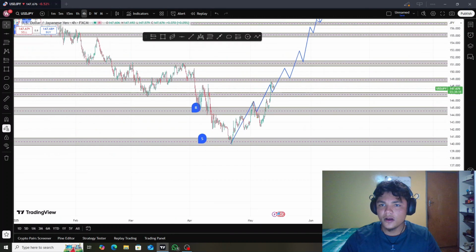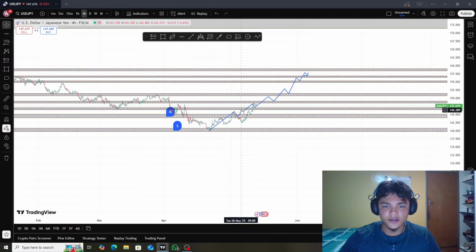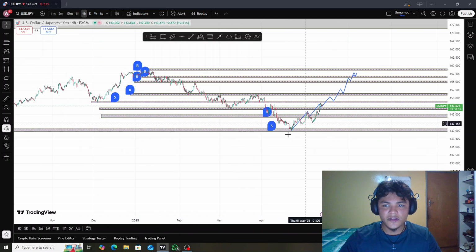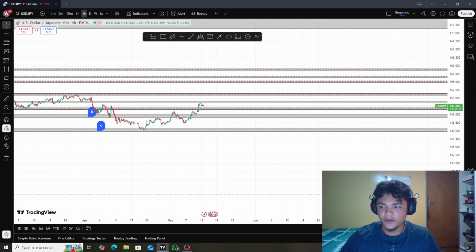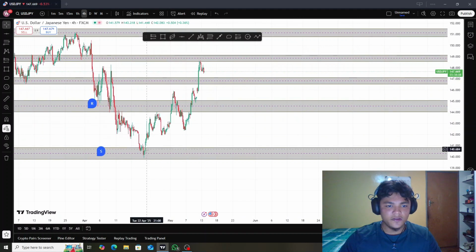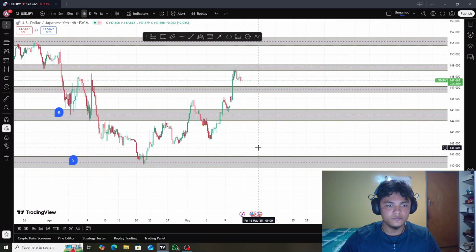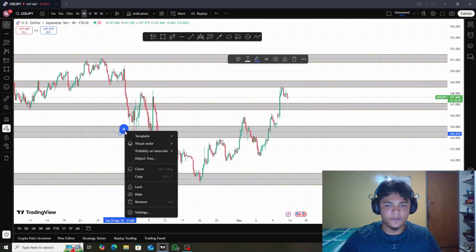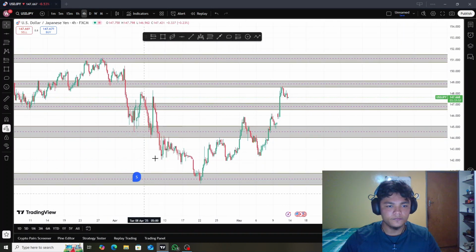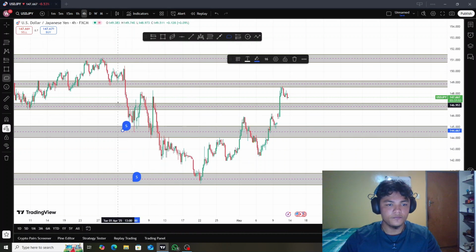And I see the market did exactly what I expected. I think the market is heading up. So yeah, we can just remove this. So now we can see the market is currently in an uptrend. This became support. This is now our resistance.